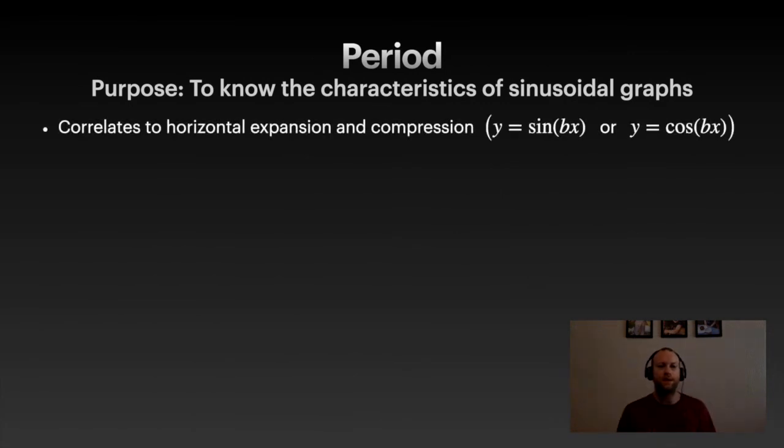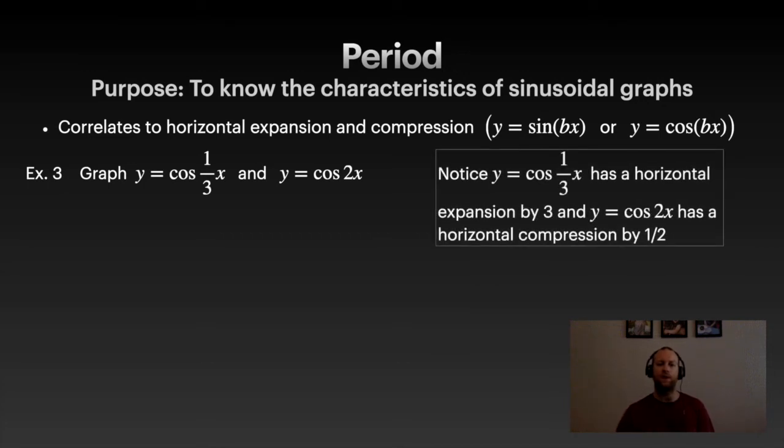The next thing we're looking at is the period. This correlates to our horizontal expansion and compression, meaning it's looking at the b value. So let's take a look at a couple graphs. If I've got cos 1/3 times x, and I've got y is cos 2x, comparing these two equations, with cos 1/3 x you've got a horizontal expansion by 3. Remember, b values do the reverse. So 1/3 means it's expanding by 3. And when I've got cos 2x, it's a horizontal compression by a half.